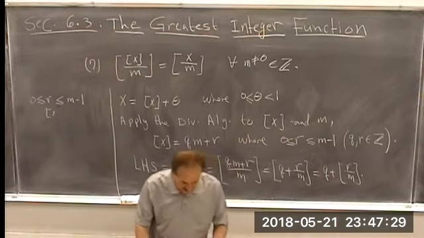So we have A equals PQ plus R, where 0 is less than or equal to R, which is less than or equal to B minus 1. So this implies that A over B is equal to Q plus R over B. In the bracket, we can take the Q out, plus R over B. And since R over B is less than one, this means the bracket of R over B is equal to zero, and this is just Q. All right.